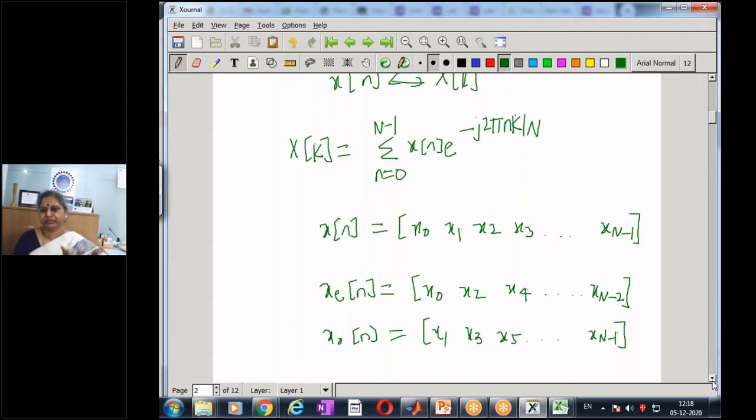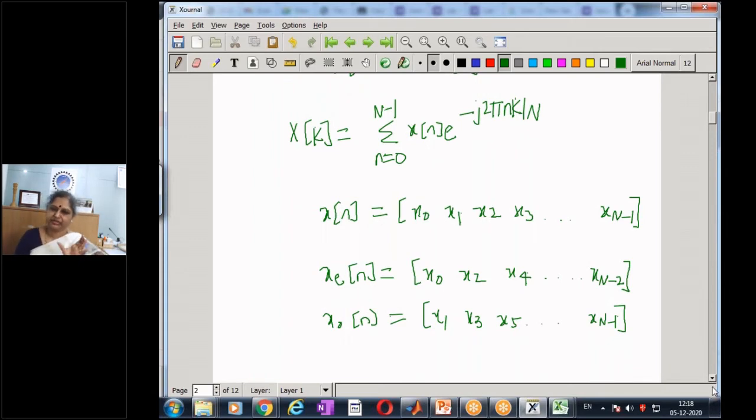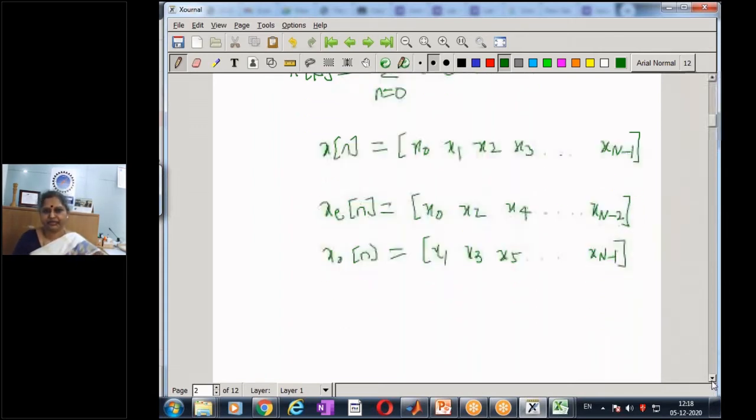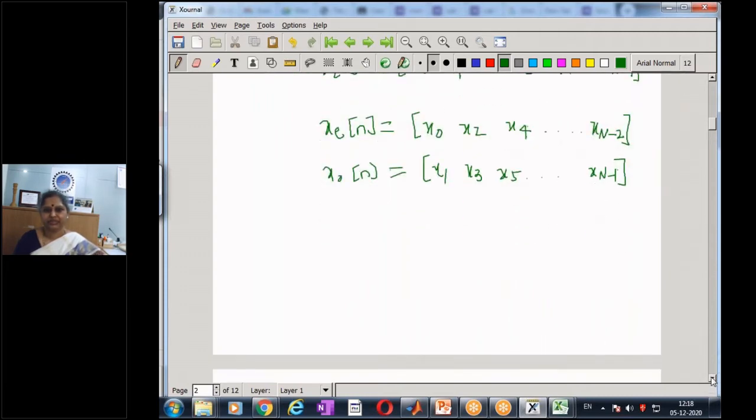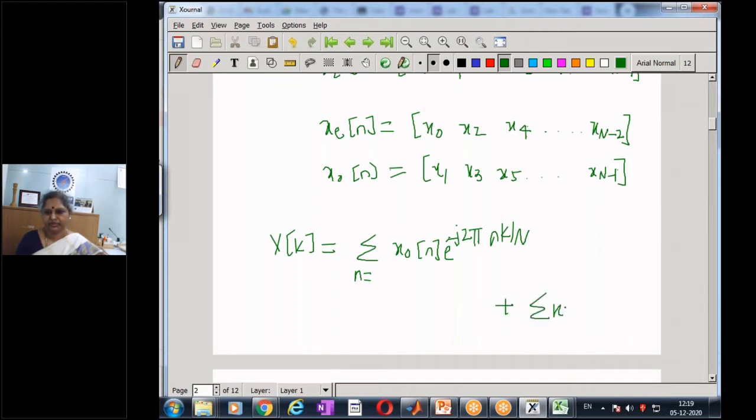So I am going to split my input into even terms and odd terms. So now the same above summation becomes my X of k. I can write it as two summations. So I sum over n such that it has all the even terms, e to the power of minus j 2 pi nk by N, plus sigma.